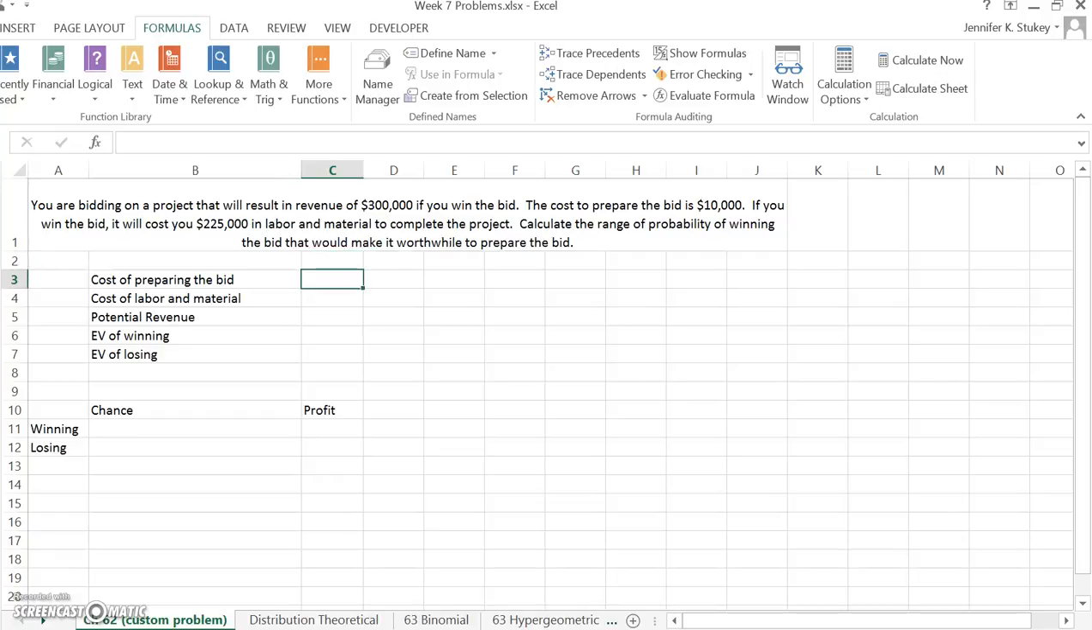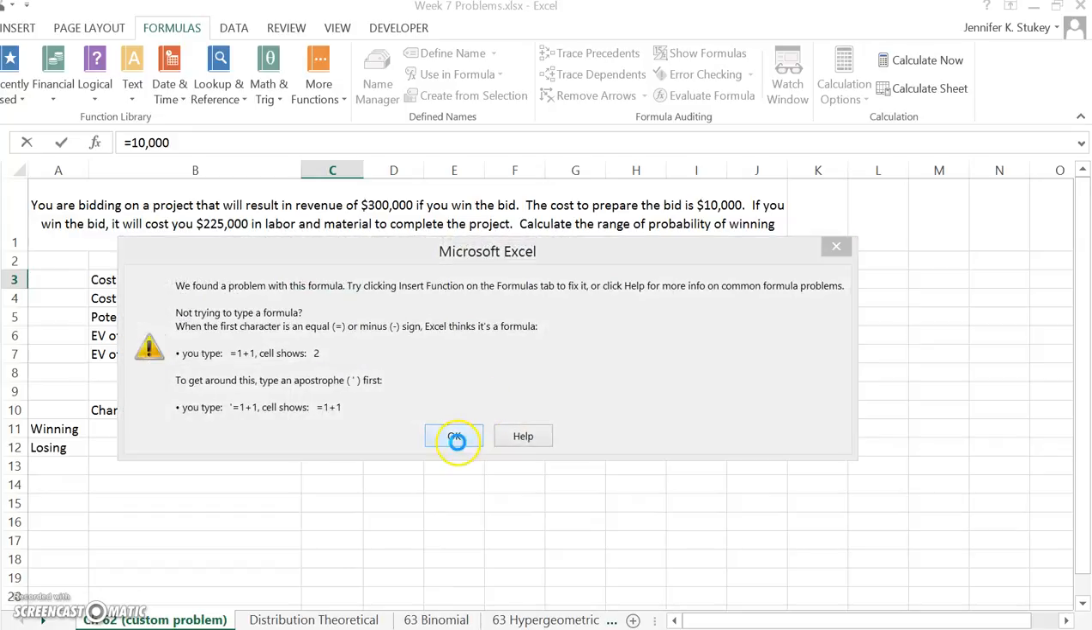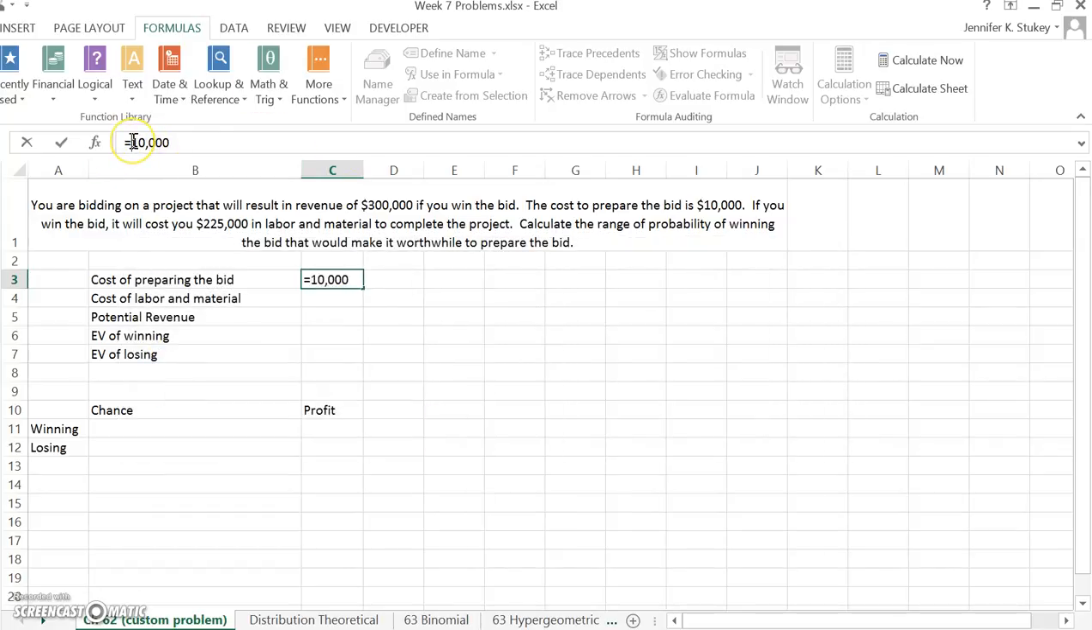We're going to plug our numbers in directly from the problem. The cost of preparing the bid is $10,000. We don't want an equals there, so I'm going to take out our equals. You only use equals with the formula. Our cost of labor and materials is $225,000. Our potential revenue is $300,000.